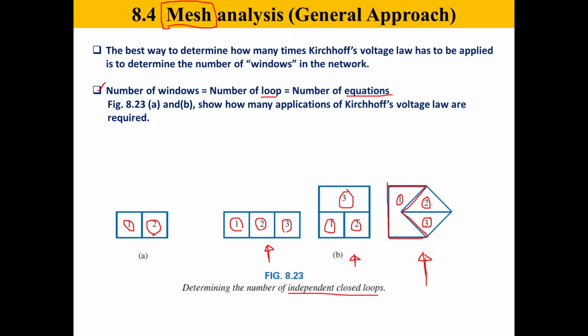In mesh analysis, we are going to use Kirchhoff's voltage law. All of you are aware that to write the Kirchhoff's voltage law equation, we have to consider a closed path. So in mesh analysis, we write Kirchhoff's voltage law for each of the meshes or loops. The mesh is also called the loop. So here we call this mesh 1 or loop 1.